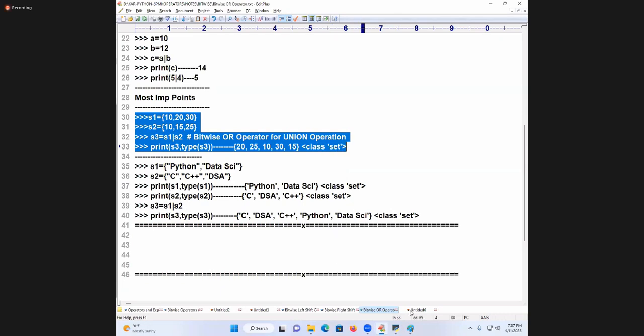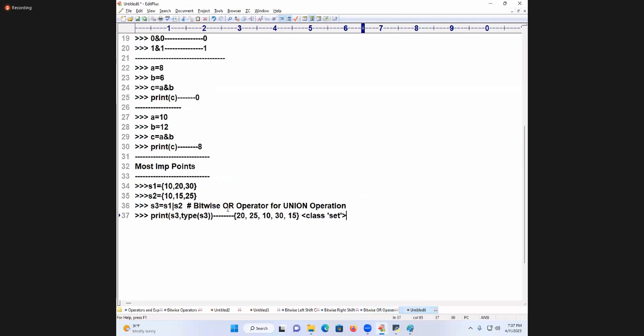Coming forward, I will come to this level of answer. What am I applying now? Come on. AND operation I am going to apply. Bitwise AND operator. Bitwise AND operator is for what operation? Intersection. It's a very regularly asked question, student.